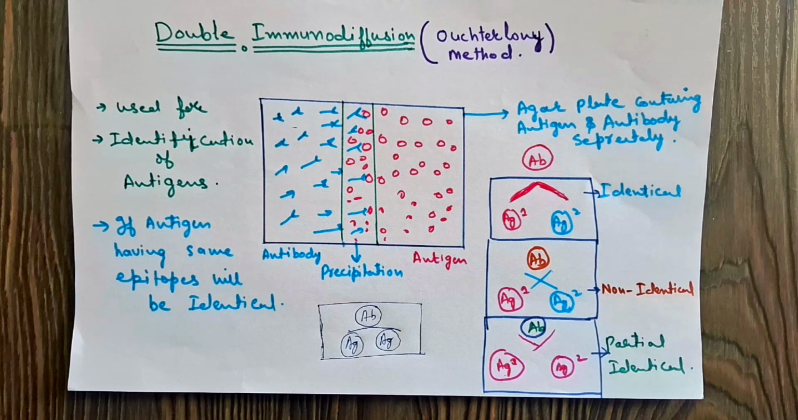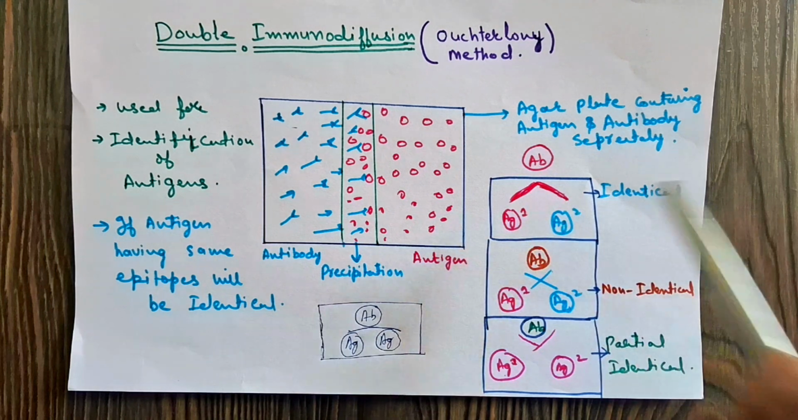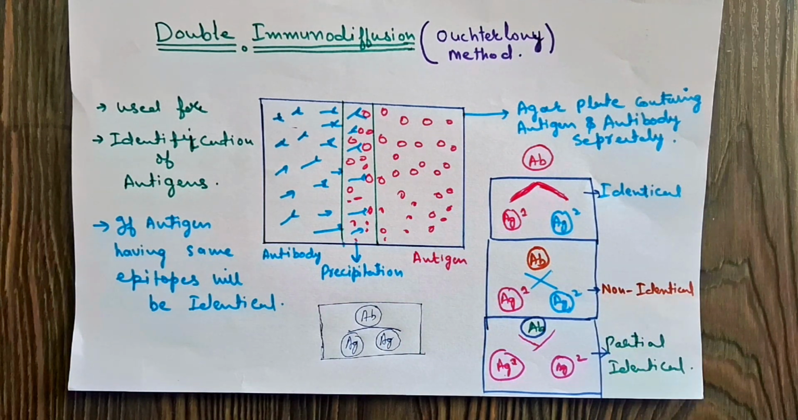Identical means that the 2 antigens have the same epitopes. For example, these are the 2 antigens; they must have the same epitopes on the surface of the antigen, which will bind with the antibody and form the precipitation, the antigen-antibody reaction. Then this is the non-identical case, which means the epitopes must be different from each other, and this is the partially identical case, where some epitopes may be the same in the antigens.